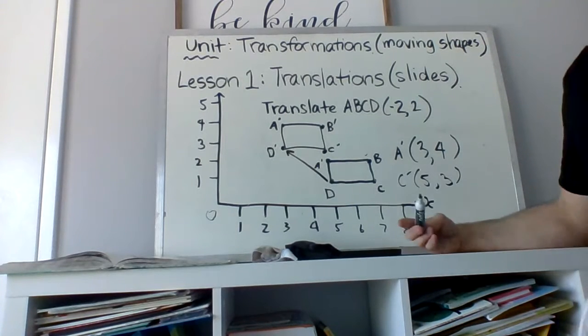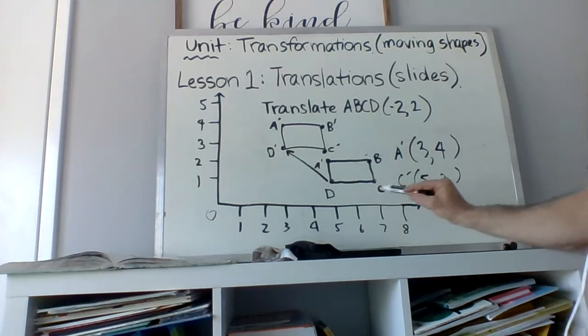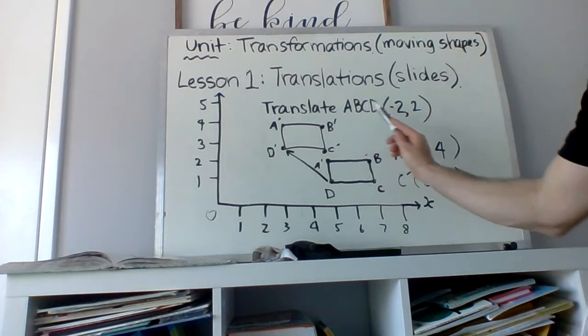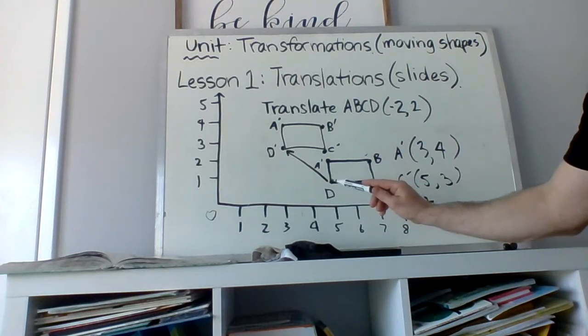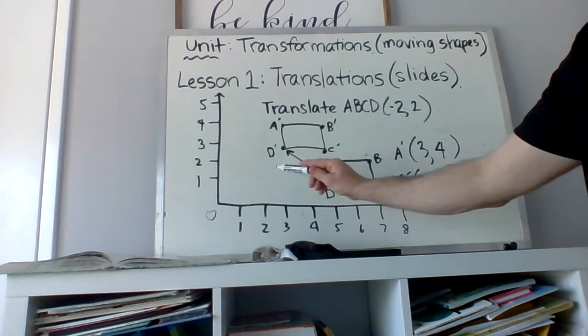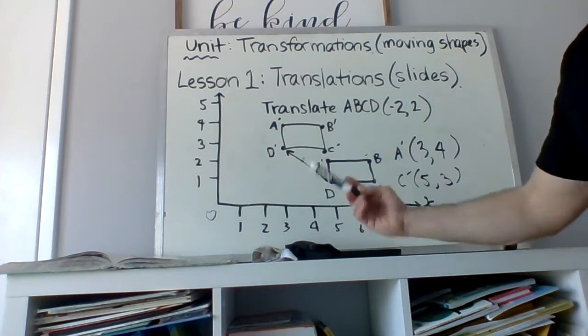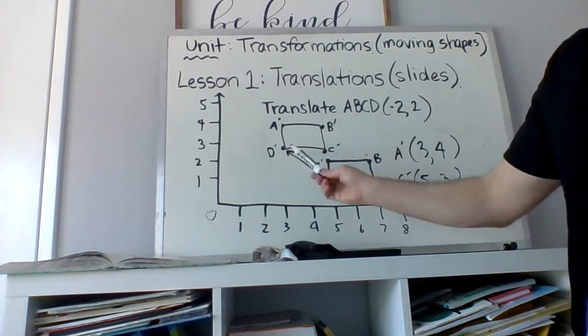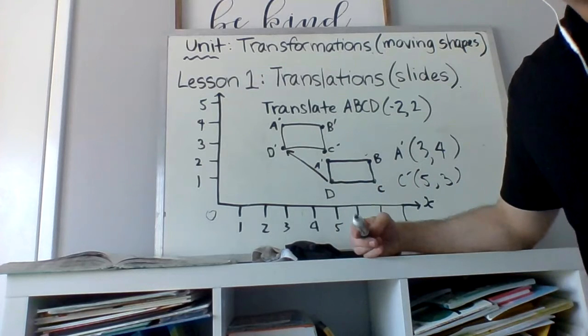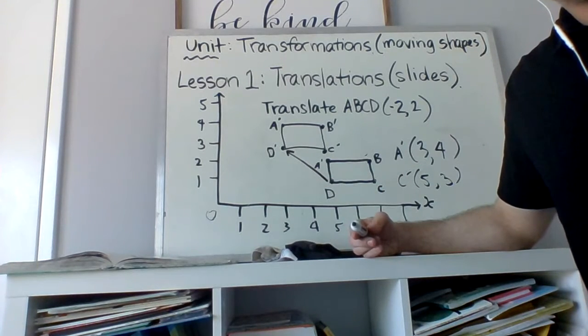So we had our original ABCD. We translated it (-2, 2), which meant 2 to the left and then up 2. You connect the points, you draw your arrow, and there you go. That was our translations.